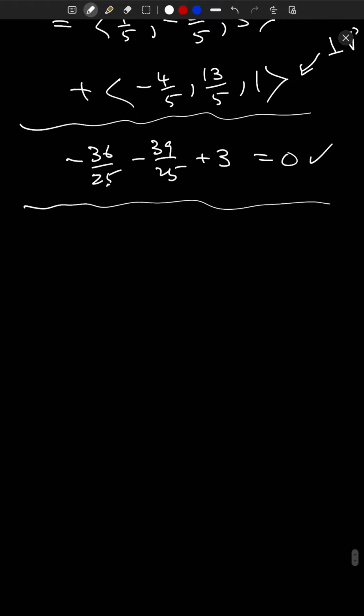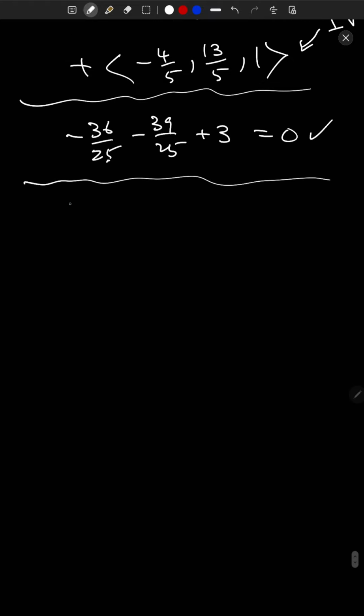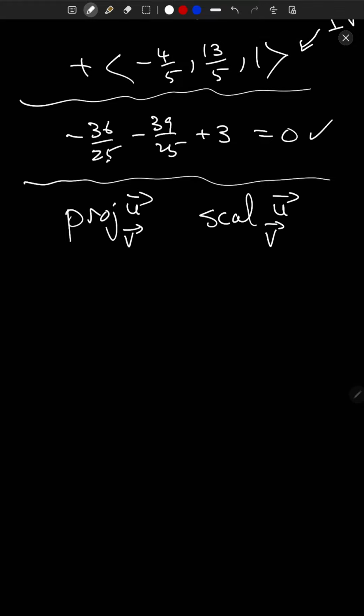A couple more small things. One thing you'll notice on the online homework is there's one problem where they ask you to calculate the projection of u onto v, just like what we did just now. But they also ask for this, scal u onto v. That's supposed to be the scalar of u onto v, and that's actually just equal to the length of the projection.